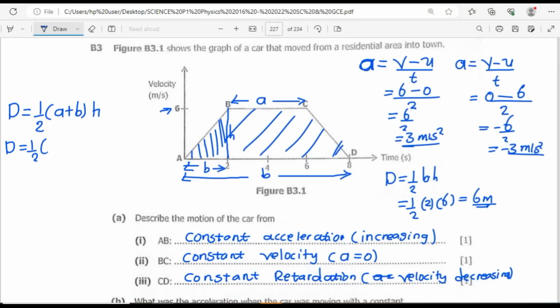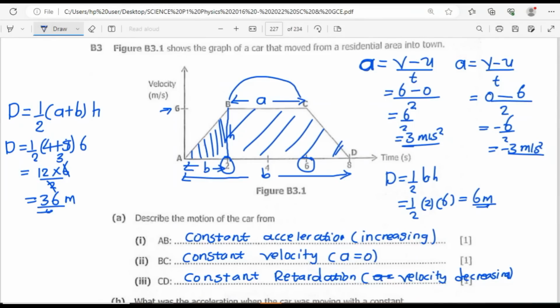So let's find the total distance. Our a is the number from here up to here, so you go into the x-axis, and we have 2 and 6. So you find the difference, 6 minus 2, we get 4. Then plus our b, which is just 8, and our height is still 6. So 4 plus 8 will give us 12 times 6 over 2. So 2 into 12 is 6, times 6 we get 36 meters as our total distance.